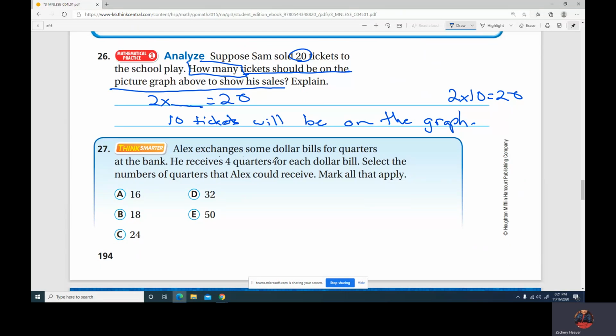Number 27. Alex exchanges some dollar bills for quarters at the bank. He receives 4 quarters for each dollar, because 4 quarters equal a dollar. Select the number of quarters that Alex could receive. Mark all that apply. So, this is what they want us to do. And this is kind of a tough one. They want us to skip count by 4.